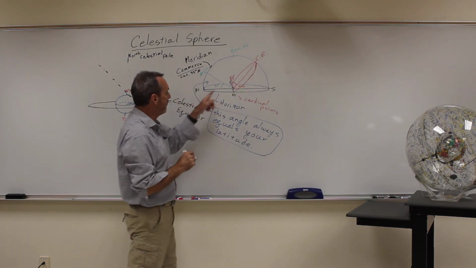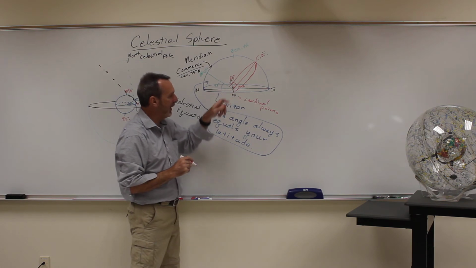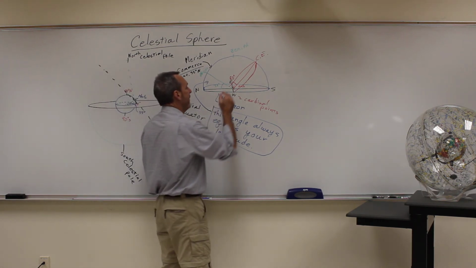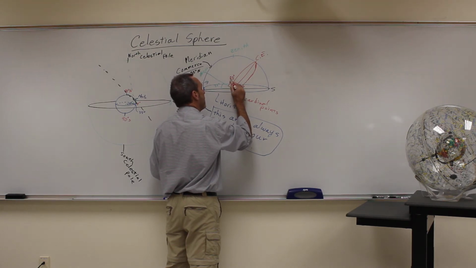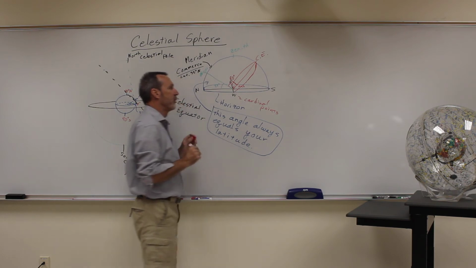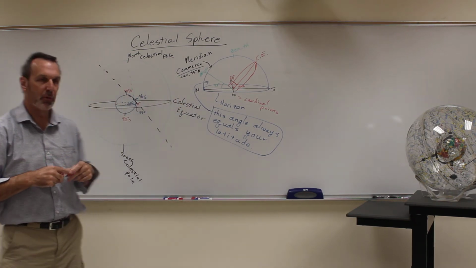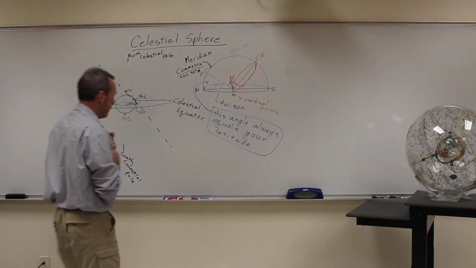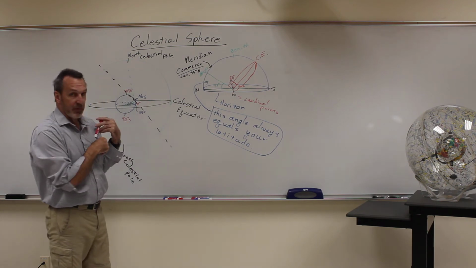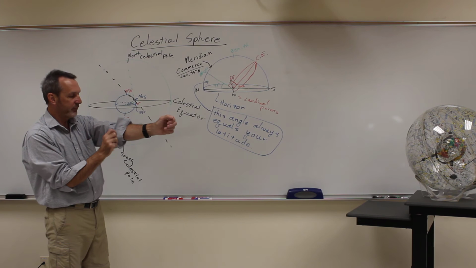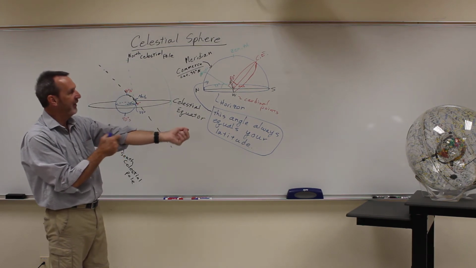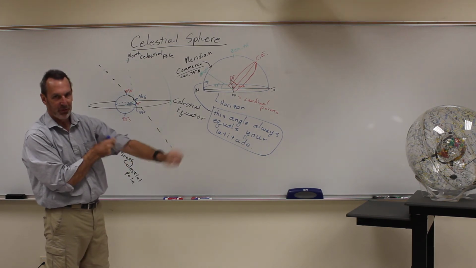And notice it goes from straight east to straight west. And this angle between the two is always going to be 90 degrees. Between the North Celestial Pole and the celestial equator is always 90 degrees. So far, so good? Good. Then what we really need to do is figure out the altitude of the celestial equator.